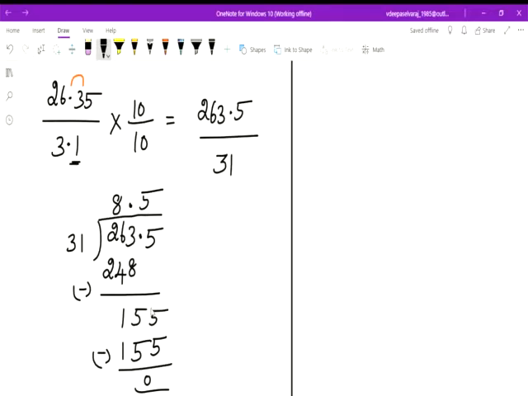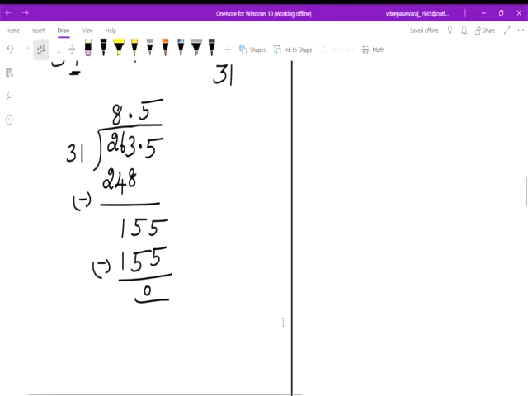How many times 31s are there? 5 times. 5 into 31, what you will get, children? 155. Now you subtract this, what you are getting? 0. Okay. So what is the quotient, children? Quotient equal to 8.5. Do you understand, children? Let's see the second sum.